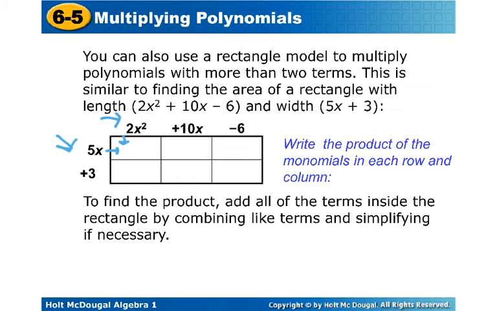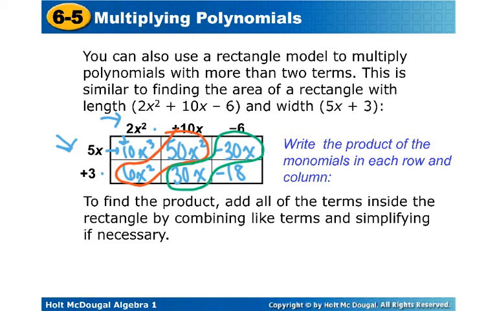So you would do 2x squared times 5x, which would give you 10x cubed. And then you would do 2x squared and positive 3, which gives us 6x squared. And then keep going. 10x and 5x is 50x squared. 10x and 3 is 30x. Negative 6 and 5x is negative 30x. Negative 6 and 3 is negative 18. And then we're going to combine terms. If you notice now, going along diagonals, there are two sets of terms that you're going to have to combine here, okay?